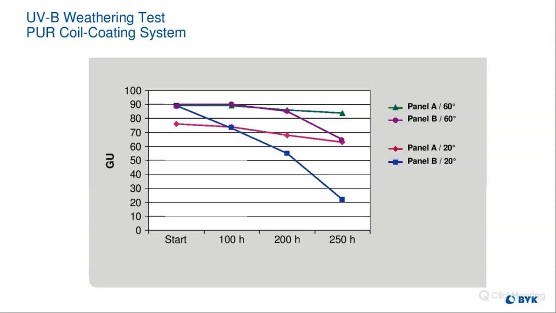So it's always important, especially during weathering tests, to measure at these different angles, because it's going to give you different data that could then correlate better to your visual, depending on where you are on that gloss scale.